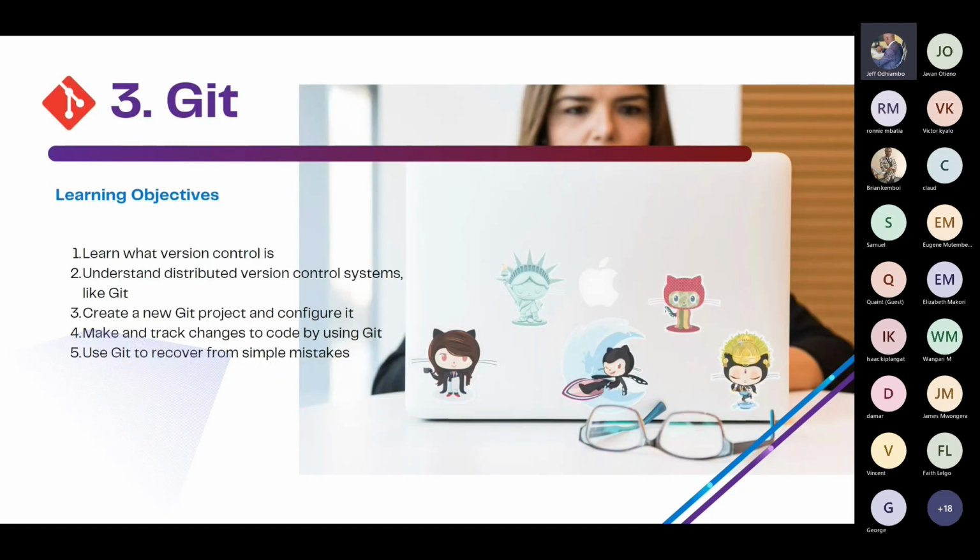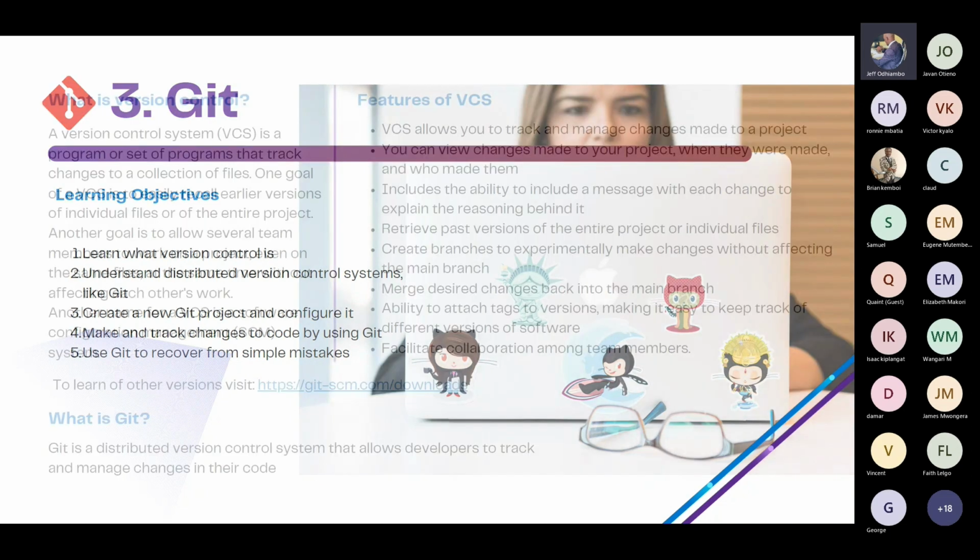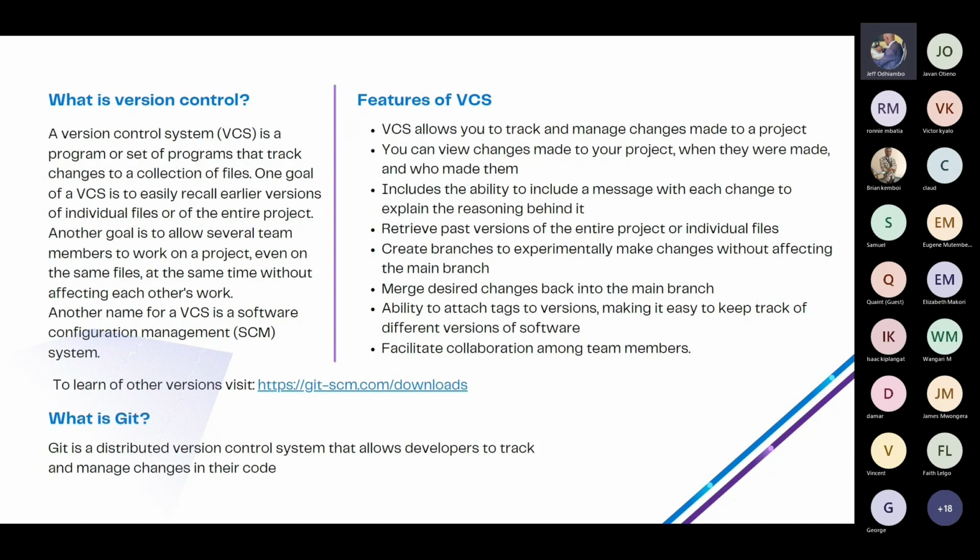So next we'll be moving to Git. We're going to learn what version control is. We're going to understand the distributed version control system, and we're going to create a new Git project and configure it. We're going to make and track changes to code using Git, and then use Git to recover from simple mistakes. So what's a version control system?